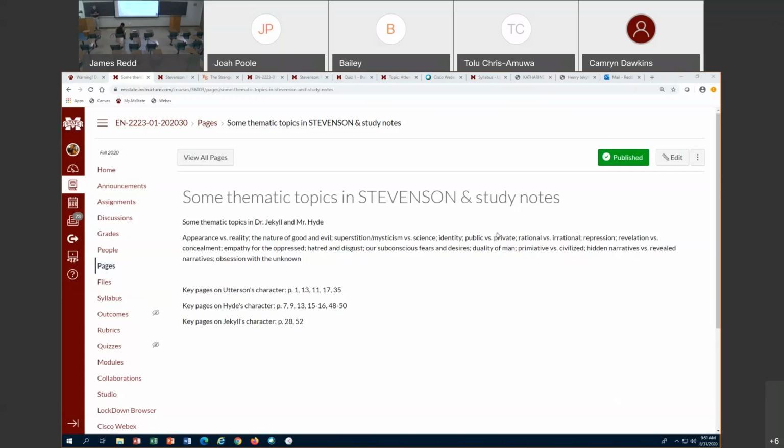So this story starts out, when we read it, in the point of view of Utterson. Now, Utterson is an old friend of Jekyll. Utterson is a fine, morally upstanding individual as well.